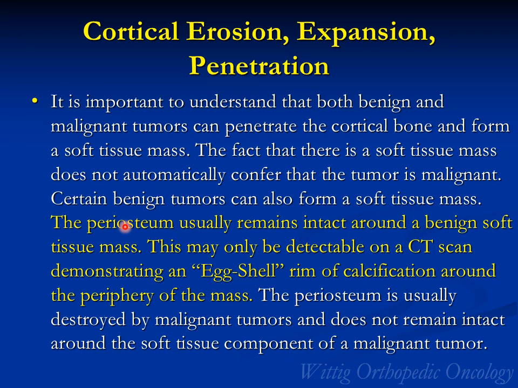It is important to understand that both benign and malignant tumors can penetrate the cortical bone and form a soft tissue mass. The fact that there is a soft tissue mass does not automatically confer that the tumor is malignant. Certain benign tumors can also form a soft tissue mass. The periosteum usually remains intact around a benign soft tissue mass. This may only be detectable on a CAT scan demonstrating an eggshell rim of calcification around the periphery of the mass. The periosteum is usually destroyed by malignant tumors and does not remain intact around the soft tissue component of a malignant tumor.